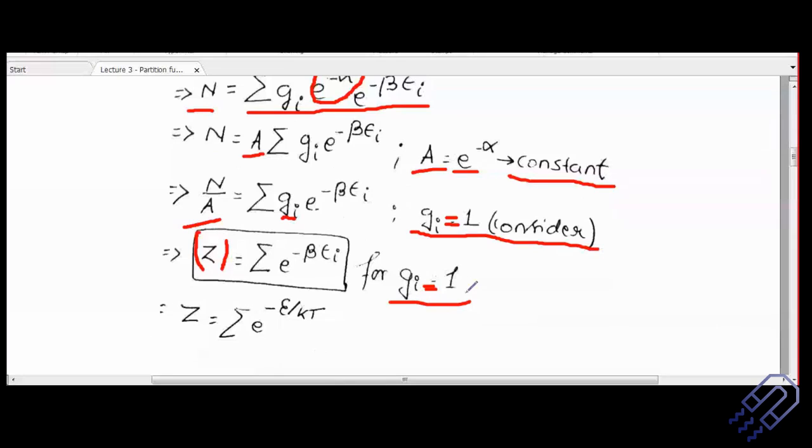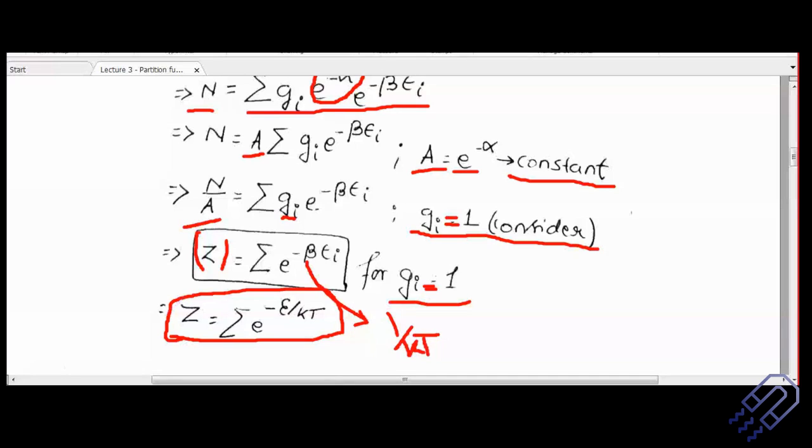So this Gi is actually the degeneracy, and then the partition function is given by the summation of e to the power minus epsilon by kT. As I said, beta can be taken as 1 divided by kT. 1 divided by kT is also a system of units that is considered in many cases. K is nothing but the Boltzmann constant and T is the absolute temperature. So this is what we do. This is called the partition function.